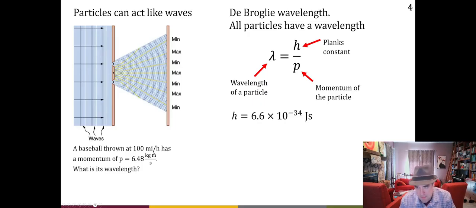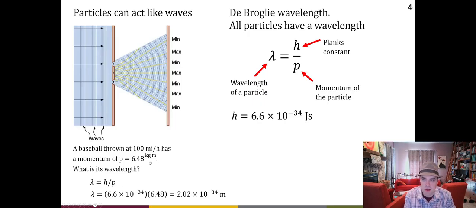So let's say a baseball is thrown at 100 miles an hour, so it has a momentum of 6.48. I want to know what the wavelength of this baseball is going to be. Well, we can plug that in, lambda equals h over p. We plug in the values that I told you, and we arrive at a wavelength of 2.02 times 10 to the negative 34th meters as the wavelength of this baseball.